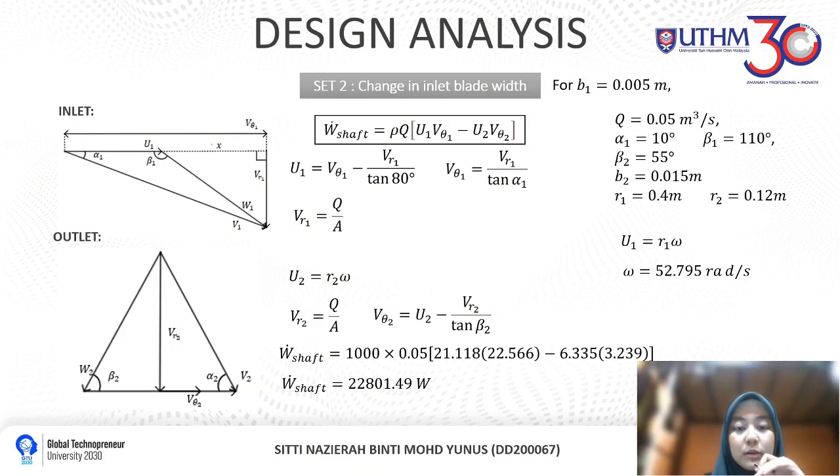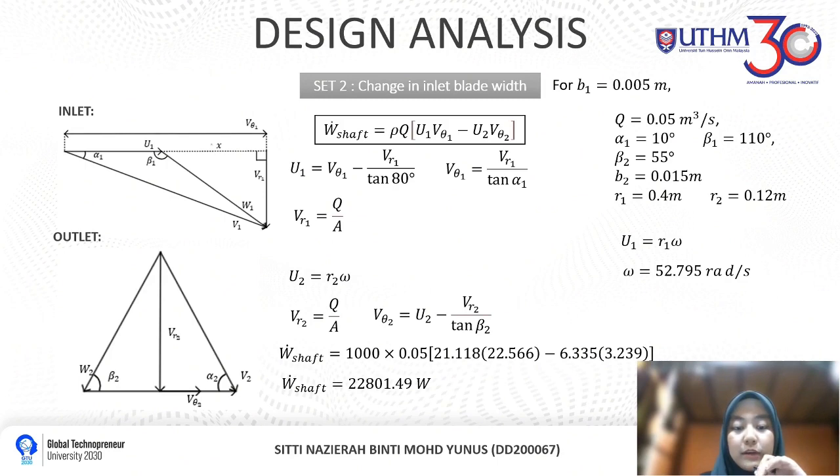So for set 2, we change the inlet blade width. I will show one example only out of the 10 calculations. For this example, I choose B1 as 0.005 meters. For the parameters, Q is 0.05, alpha 1 is 10 degrees, beta 1 is 110 degrees, beta 2 is 55 degrees, B2 is 0.015 meters, R1 is 0.4 meter and R2 is 0.12 meters. To calculate the shaft power is the same as set 1, where the formula is W dot shaft equals rho Q multiplied by U1 V theta 1 minus U2 V theta 2.